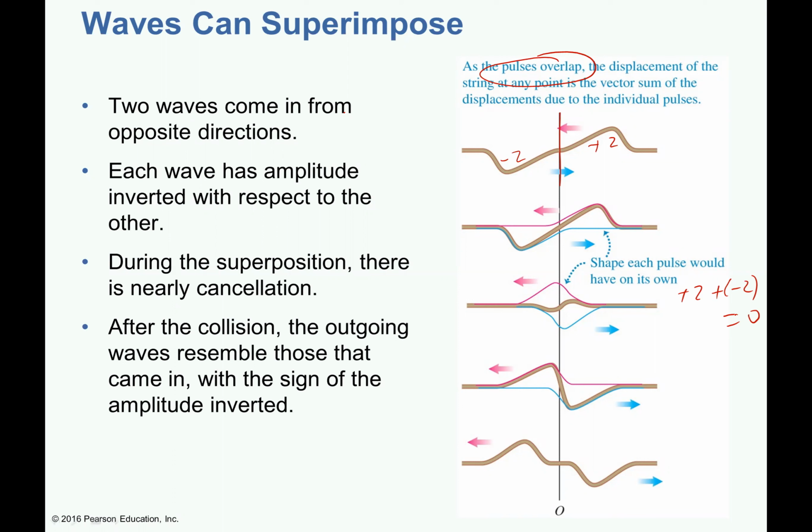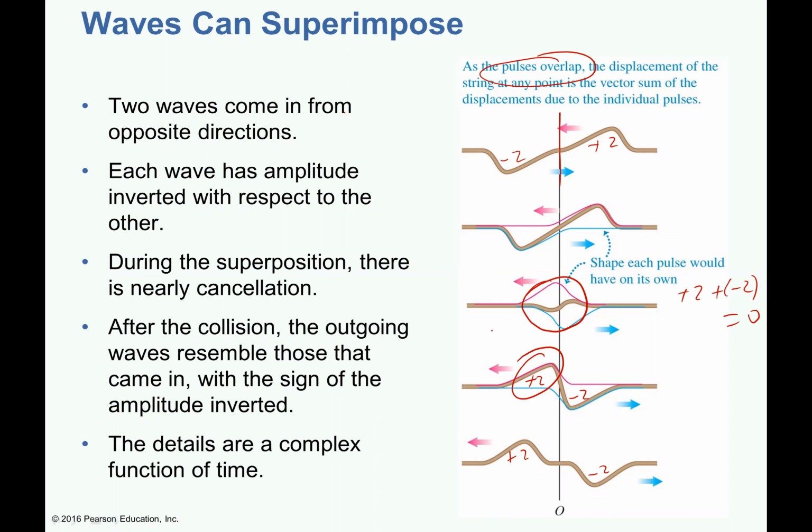Afterwards, you still have the same wave as before. So +2, then another one which is -2, and they just continue moving like nothing happened. But during this superposition, they can overlap, so they can reinforce each other or they can destroy each other. And that's something that only happens to waves, all right?